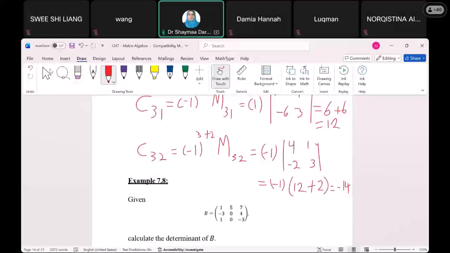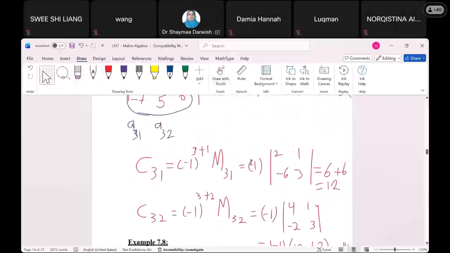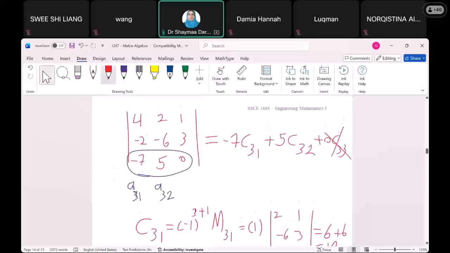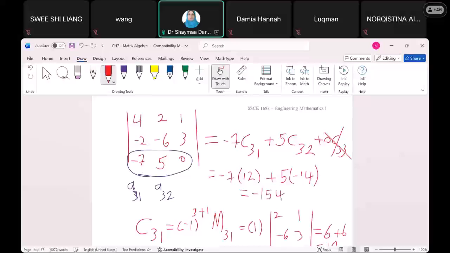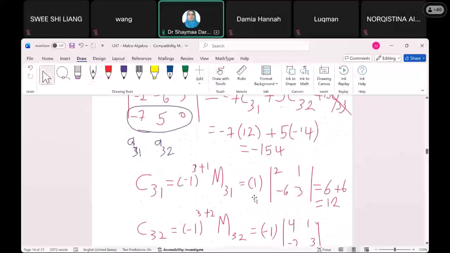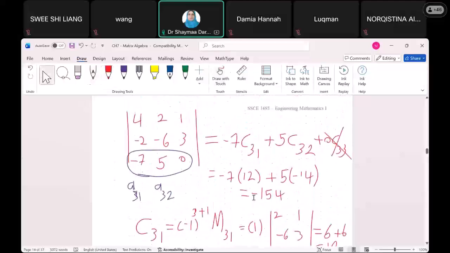Minus 14. So I will take these two here: minus 7 multiplied by 12 plus 5 multiplied by minus 14. So the answer should be minus 154. So this is the second way how to find the determinant.